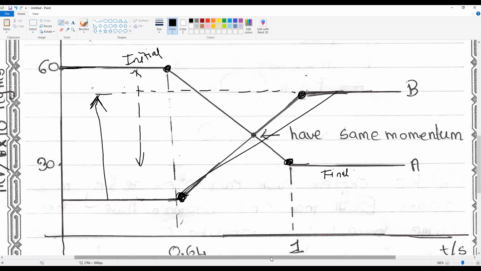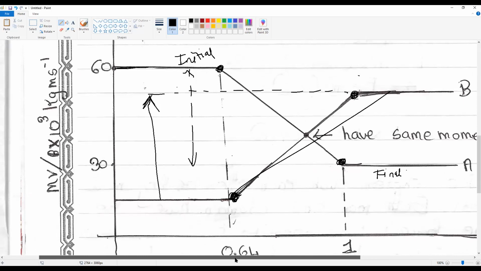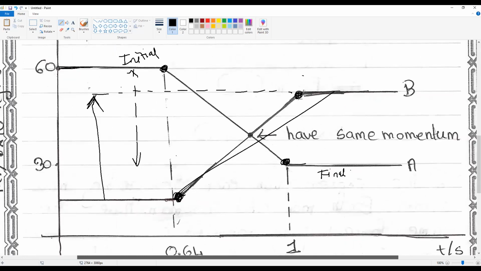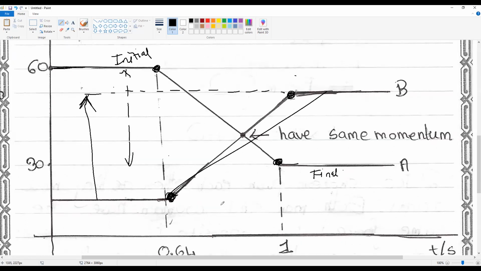What did they show here on the y-axis? Momentum. Don't think this is velocity. What is this? Momentum. Understood? And what is on the x-axis? Time. How much time were they in contact? They were in contact with each other for this many seconds: 1 minus 0.64. Clear? The horizontal line is their momentum. Truck A's momentum decreased, truck B's momentum increased.